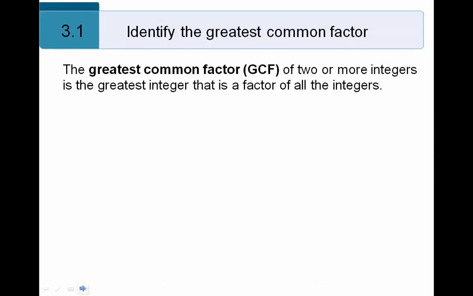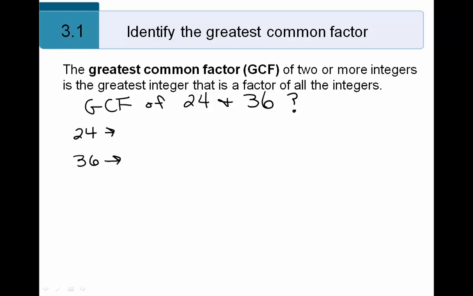Recall that the greatest common factor, or the GCF, of two or more integers is the greatest integer that is a factor of all the integers. So let's just say we're trying to figure out what the GCF of 24 and 36 is. One way that we could do this is we can list all the factors of 24 and all the factors of 36 and then see what they have in common.